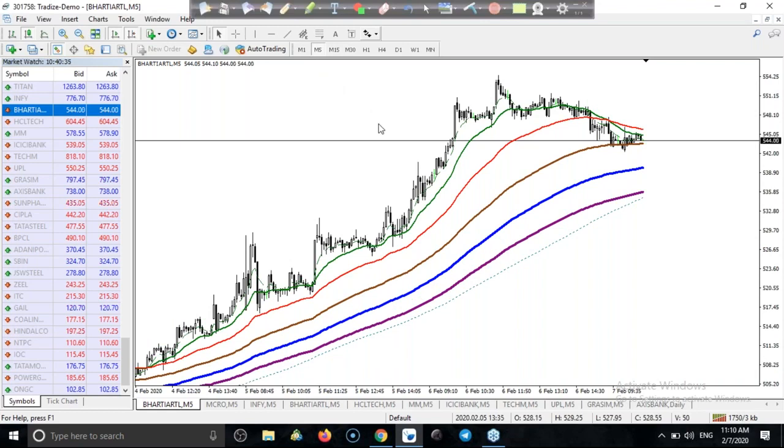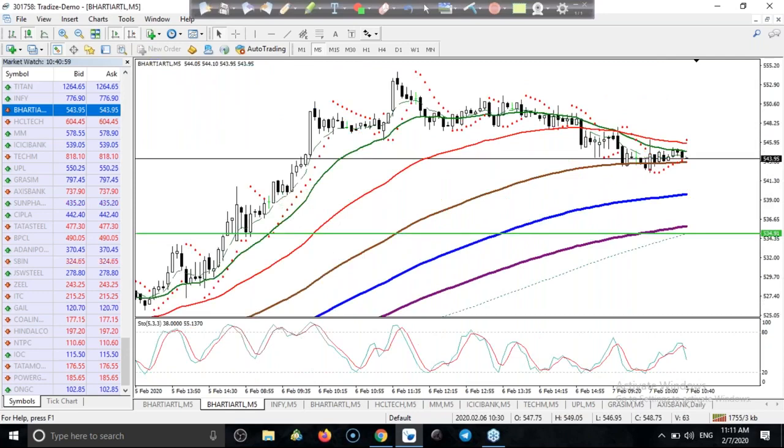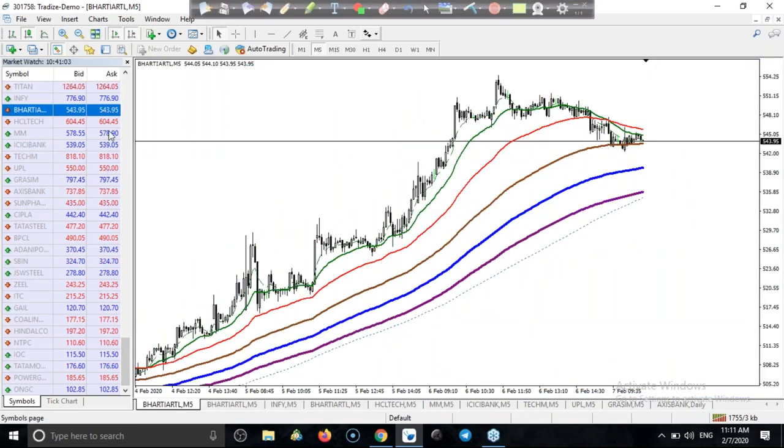So I'll show you when to enter in this market. Don't jump blindly and enter in this market in an intraday. I'll show you exactly how we are confirming that we must buy right now. So I'll show you one by one. First, here you can see I just took this one, Bharti Airtel, so it is clear, right? Next, let me check it.